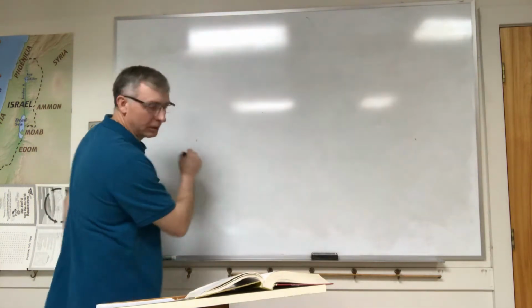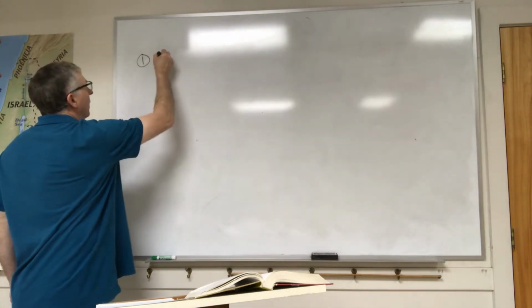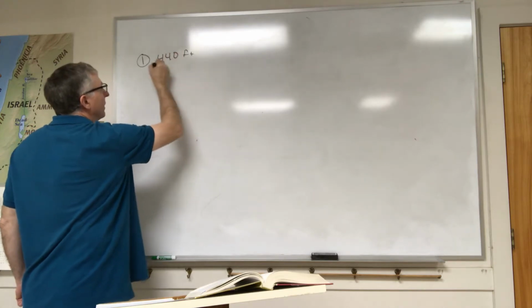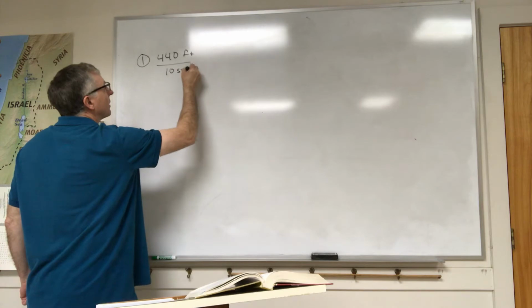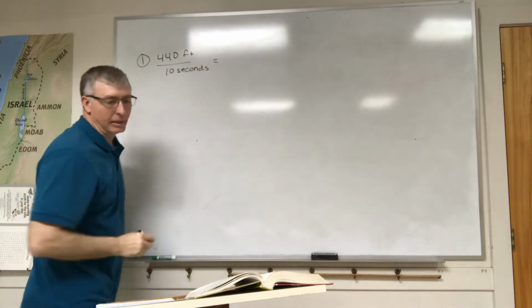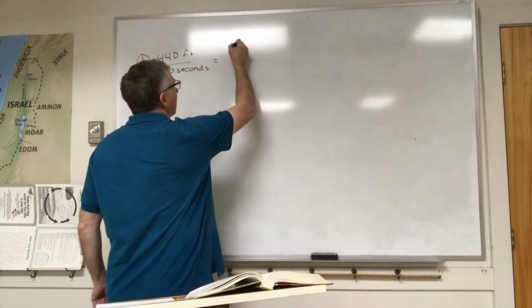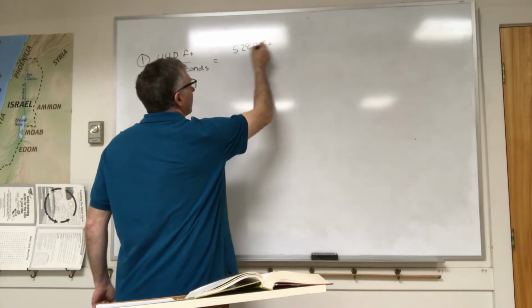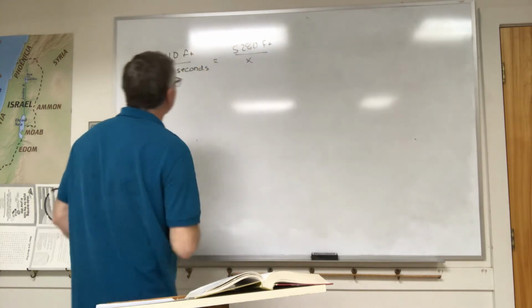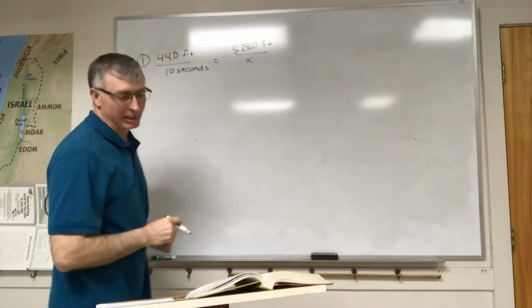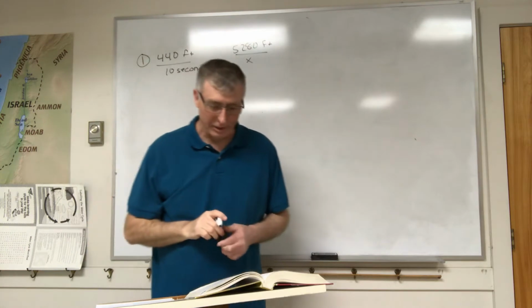Number 1, use the ratio box to solve this problem. Jason's remote control car traveled 440 feet in 10 seconds. At that rate, how long would it take the car to travel a mile? Okay, so let's mark this number 1: 440 feet in 10 seconds is equal to, at that rate, how long would it take the car to travel a mile? A mile is 5,280 feet. So just cross multiply here, and that would give you the answer in seconds. You can answer either in seconds or in minutes.